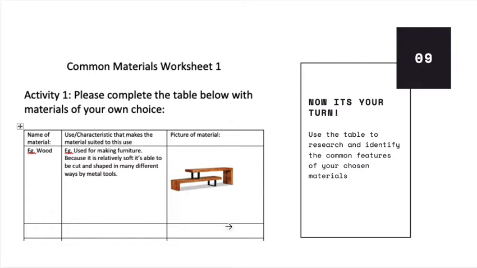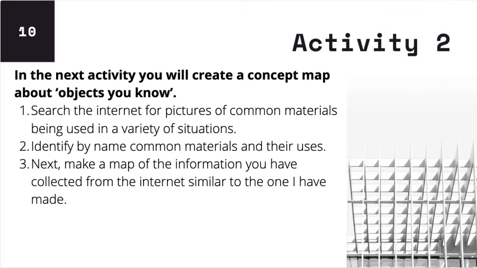So pause the video where you're at, jump onto the Word document, find 5 different common materials and an example of where they've been used, and then write down the name of the material, what it is used for, and why it is suitable for that use, and then finally copy your picture into that. Once you've done all 5, then you can come back to the video, press play, and see the next activity.